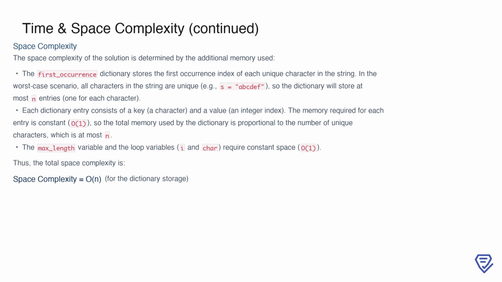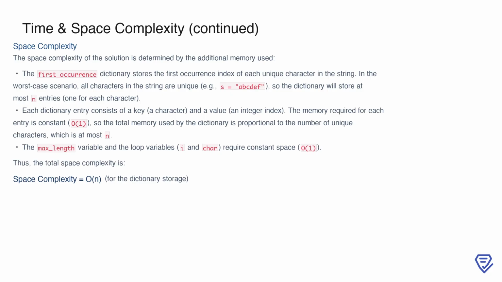To analyze the space complexity, we look at the additional memory used by the solution. The main contributor is the first_occurrence dictionary, which stores the index of the first occurrence of each unique character in the string. In the worst case, such as when all characters in the string are unique, the dictionary will store up to n entries, one for each character.